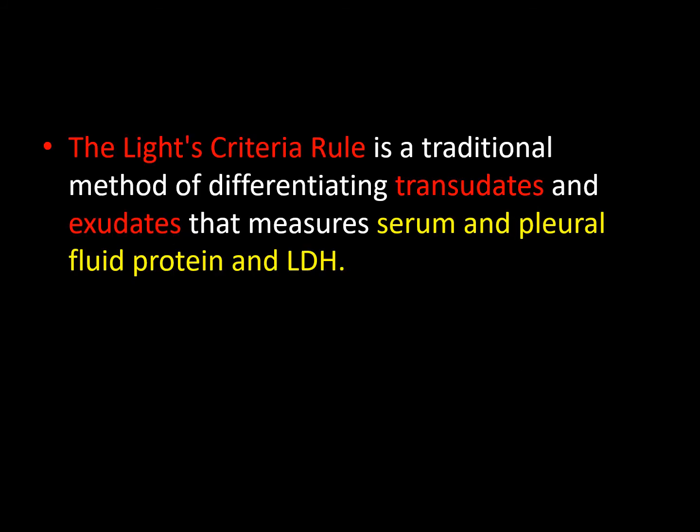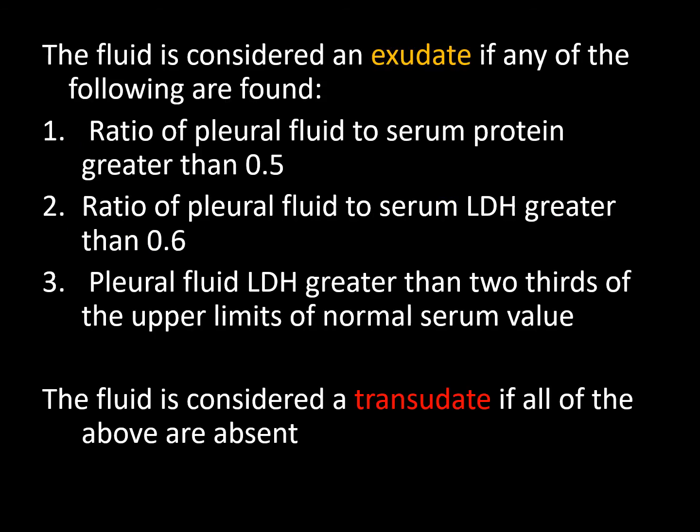Now coming to the Light's criteria, these are the very age-old criteria. They are the traditional method of differentiating between transudative and exudative. And what they do, they measure the serum and pleural levels of protein and LDH. We'll see in the detail.